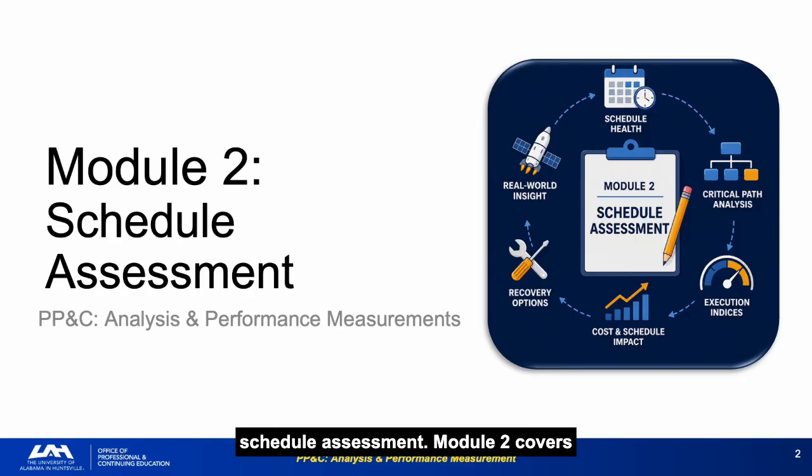Module 2 covers schedule health assessment, from the financial stakes of schedule growth through DCMA metrics, critical path analysis, execution indices, and historical mission data studies. The foundational principle of this module is that schedule drives cost, and that for every 1% of schedule growth, expect equal or greater cost growth in a cost-plus environment.